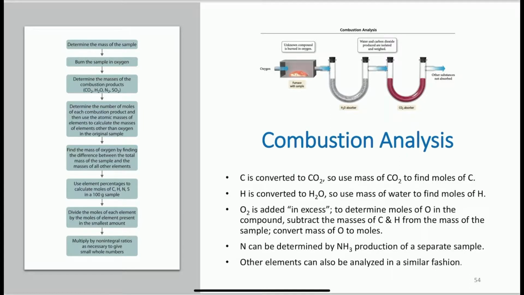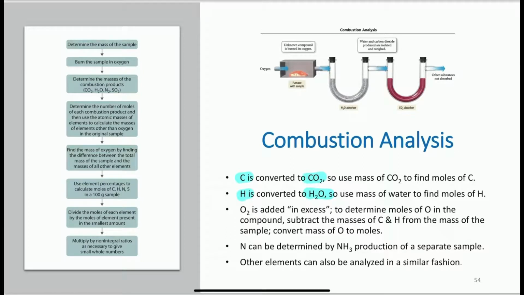In combustion analysis, carbon is converted to CO2. All of the carbon in the sample is converted to CO2, so we can use the mass of CO2 to find the moles of carbon. All of the hydrogen in the sample is converted to H2O. So carbon to CO2, hydrogen to H2O. So we can use the mass of water to find the moles of hydrogen that we originally had.